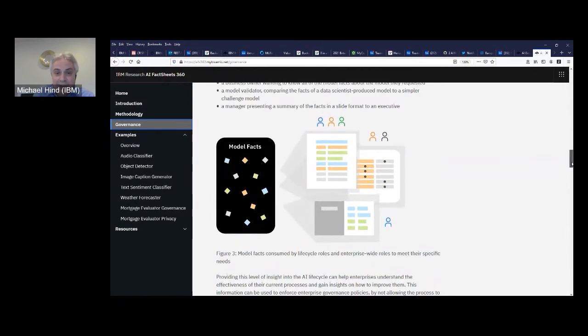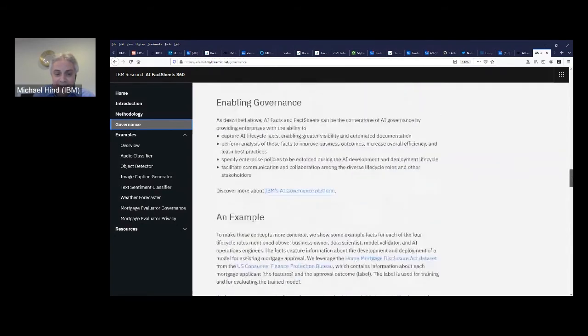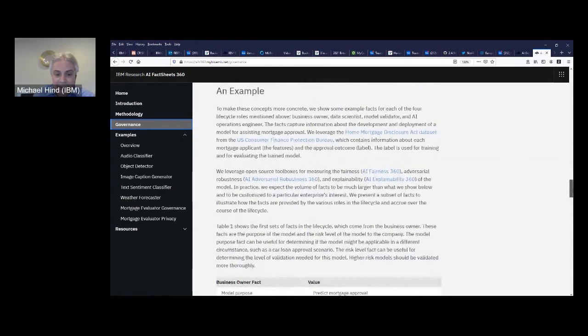So if you noticed, above we had 4 stakeholders, and down here we actually have 6 people consuming. And that's to signify there are other people outside the life cycle who might be interested in this, such as a chief risk officer or a regulator or even a customer. And to make this concrete, let me just go through an example.